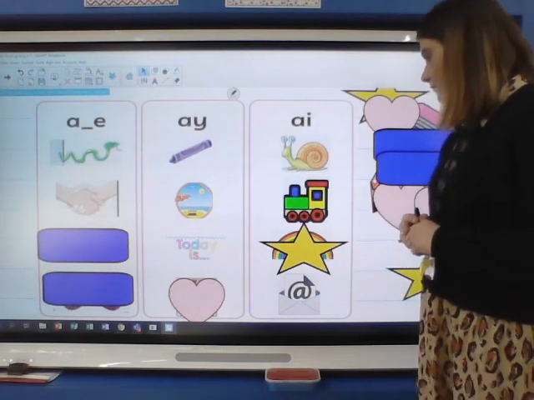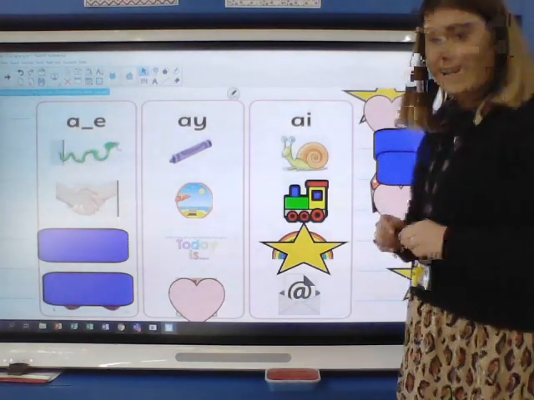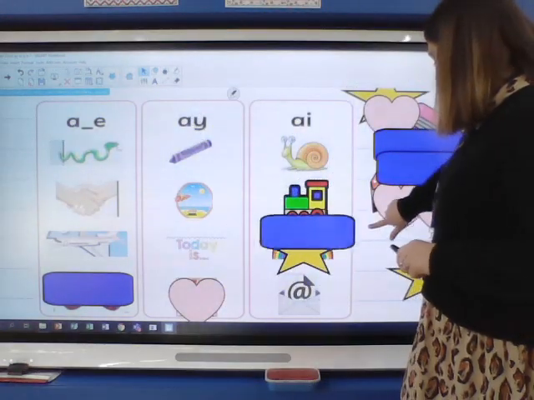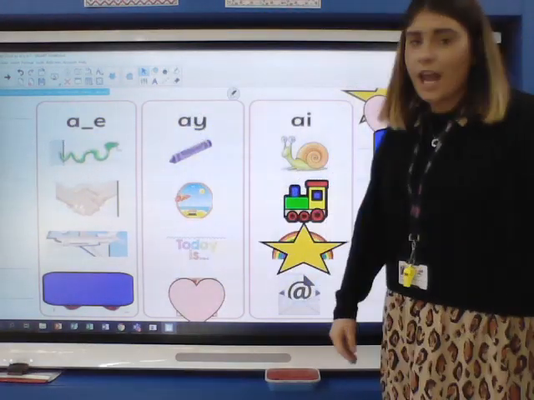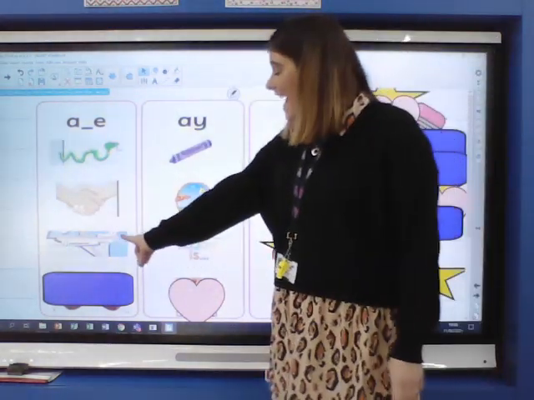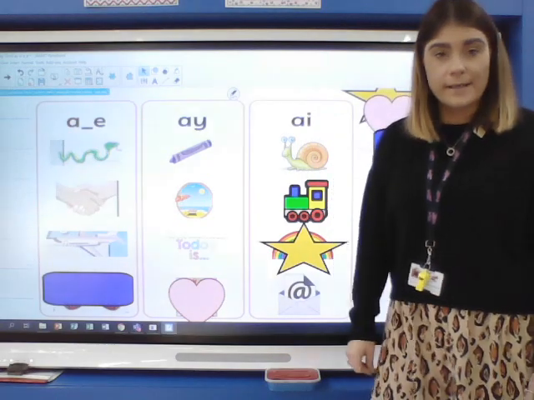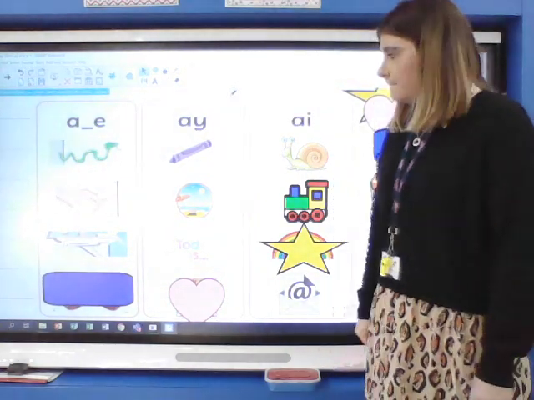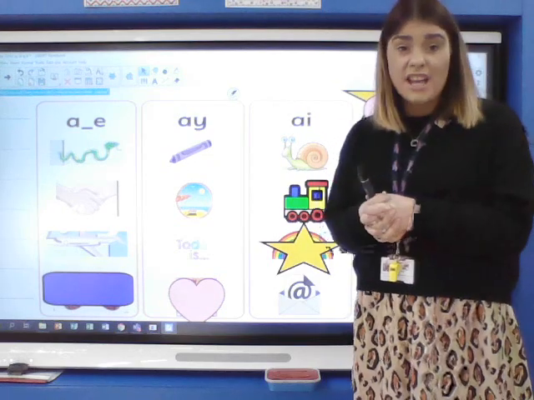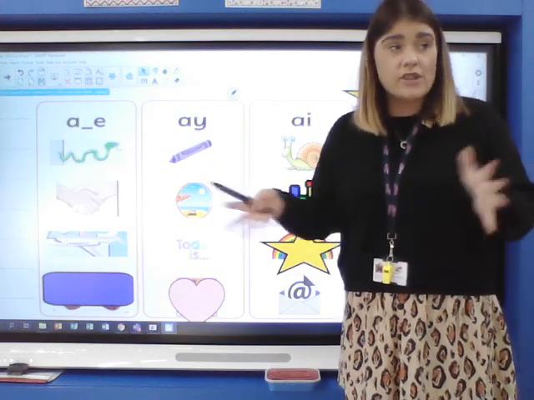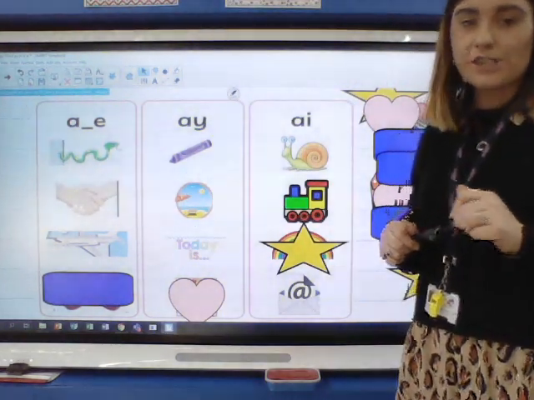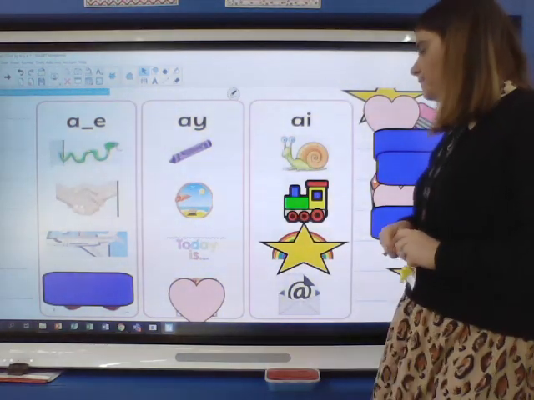Okay. Let's go for split digraph again this time. Oh, I wish I was on a plane going on holiday. Plane is your next one in your split digraph column. And that magic e is really important again, because if it didn't have that on the end, plane would become plan. It changes the word entirely. So plane is your next word to write down in your split digraph column.